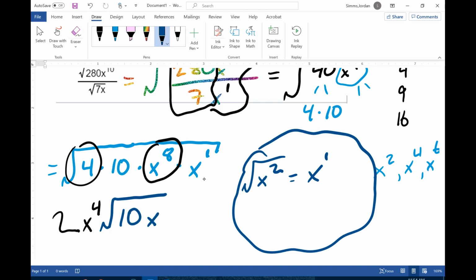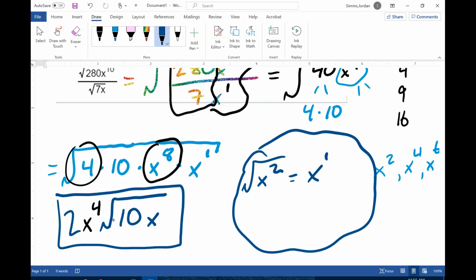Now keep in mind, what we really could do, and this is being picky, is list this as the absolute value of x, because we are not taking the negative of any of this, but that's kind of assumed in my book. If you get that wrong, just let me know, especially on a test. I will definitely give you credit if you don't include the absolute value, because I wouldn't. You know what I mean? It's kind of implied here, especially with a square root. So 2x to the 4 root 10x is going to be our simplified answer here.